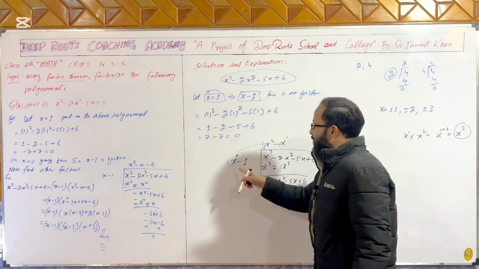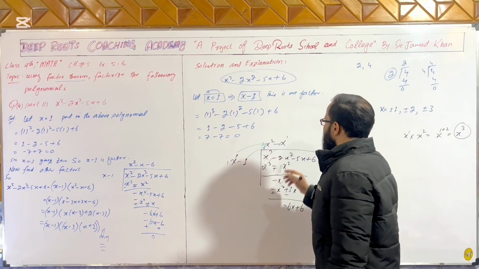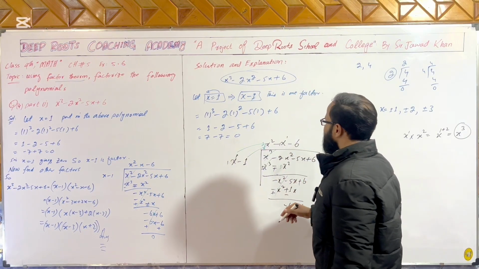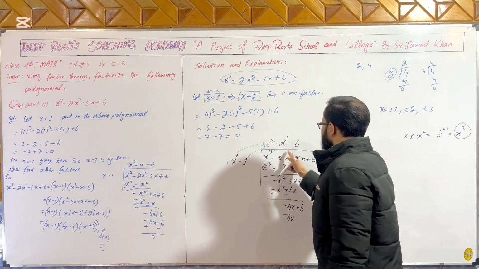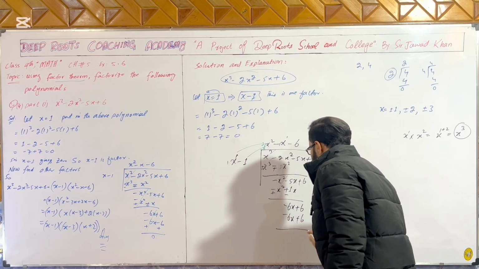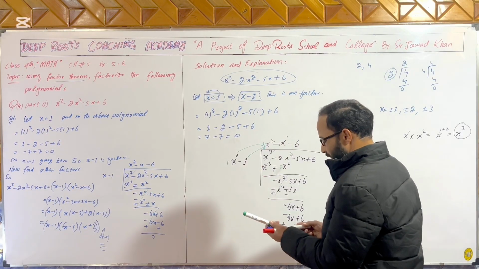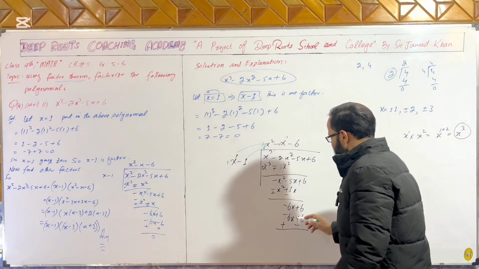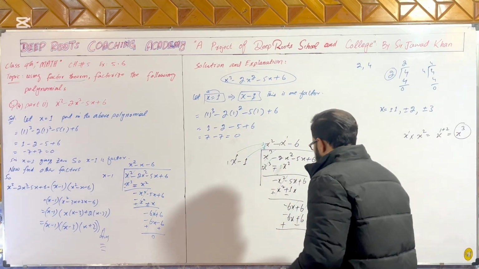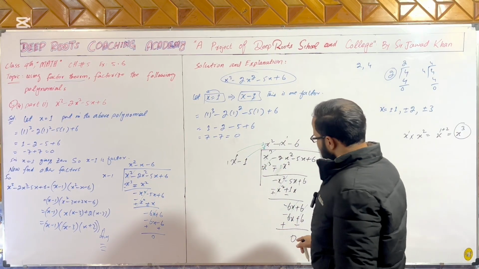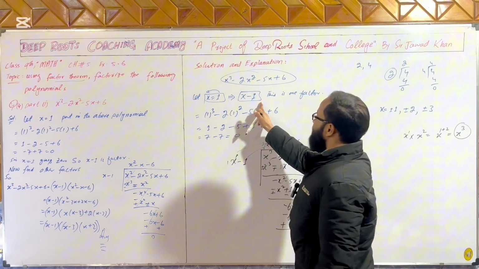Now this x coefficient will be multiplied by minus 6, then it will give us minus 6x, and minus minus 6 is plus 6. Again the signs will be changed and these will cancel each other, and the remainder will be 0. Why is the remainder 0 here? Because x minus 1 is a factor.